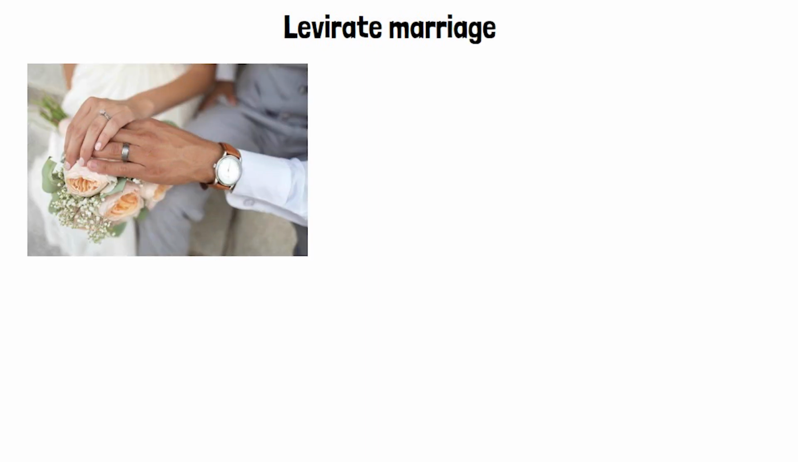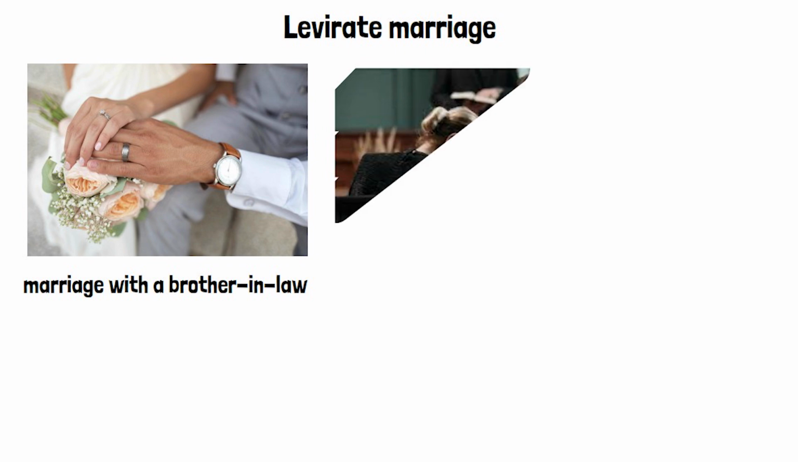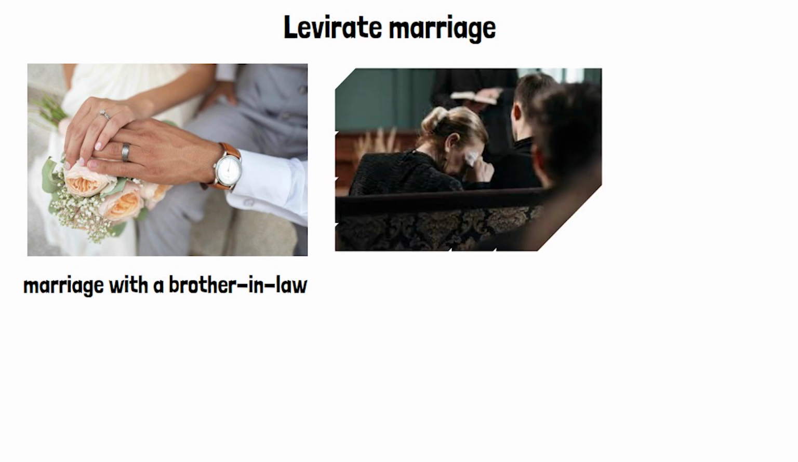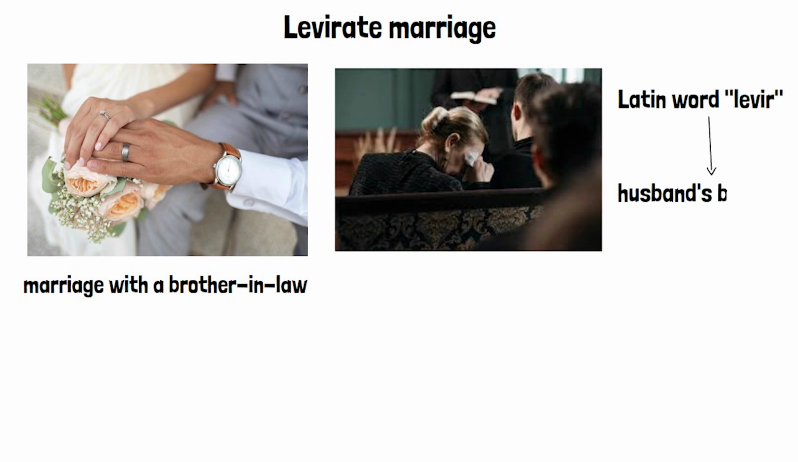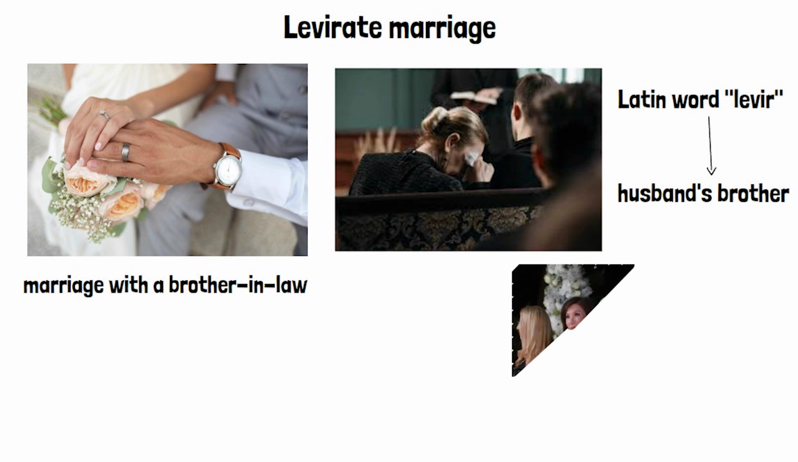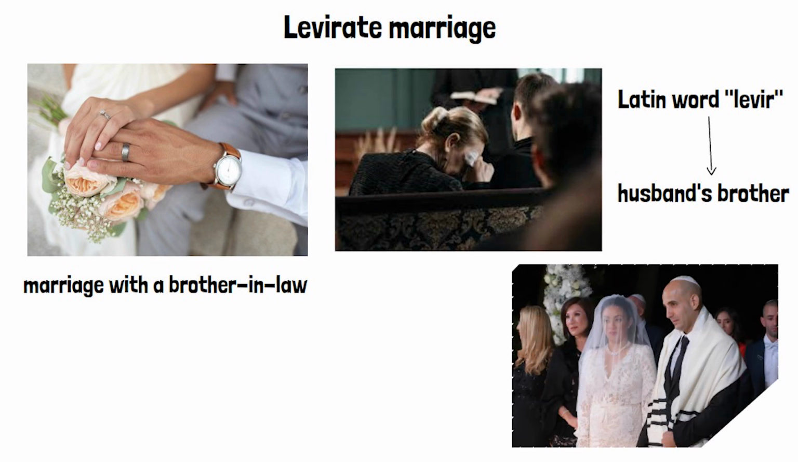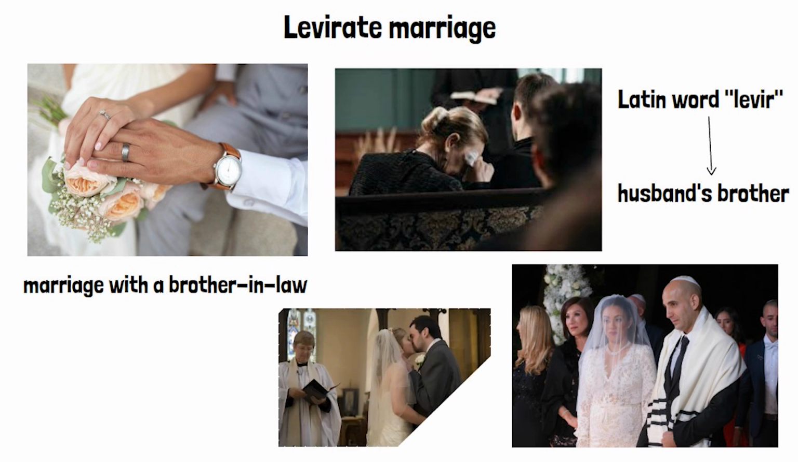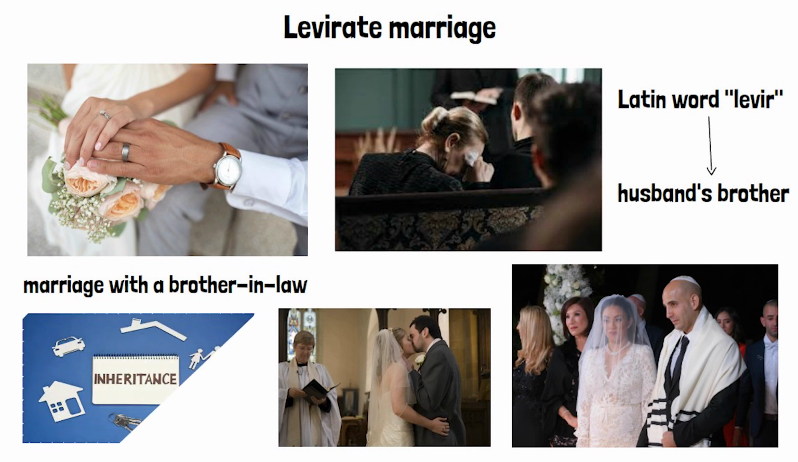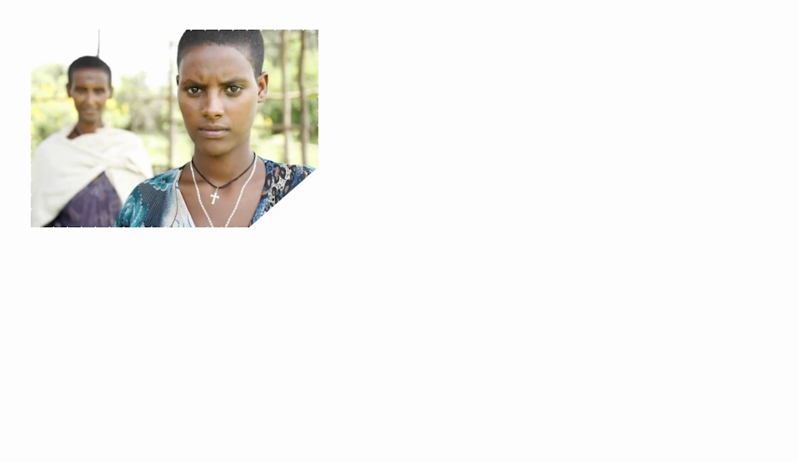Levirate marriage. A levirate marriage is literally a marriage with a brother-in-law. It is a cultural tradition where a man is obligated to marry his deceased brother's widow. This practice originates from the Latin word levirare, which means husband's brother. It is found in various cultures, including Judaism, Christianity, Islam, and some indigenous societies. In a levirate marriage, the surviving brother marries the widow to ensure her welfare and security, providing for her and any children from the previous marriage. This helps preserve family lineage and maintain inheritance and property rights within the family. In some cases, widows have the option to decline the marriage or marry another male relative of their deceased husband.